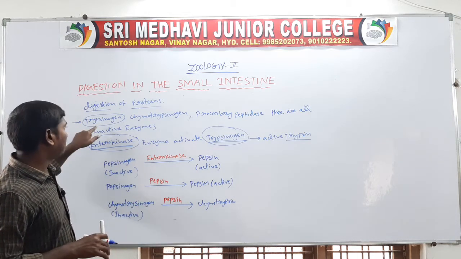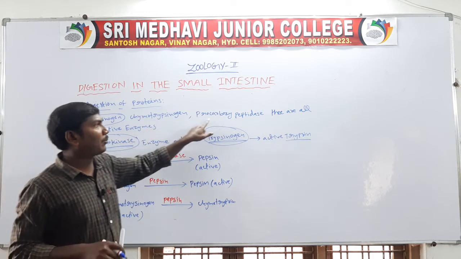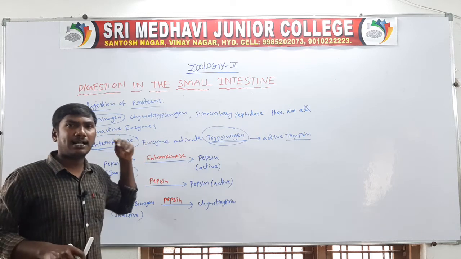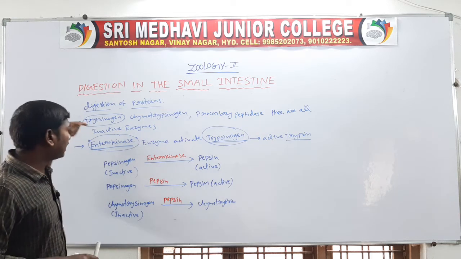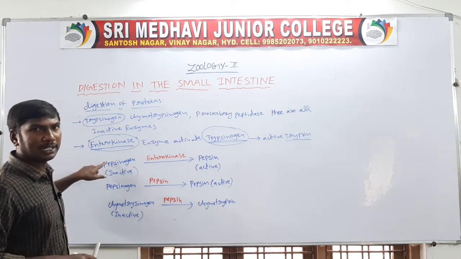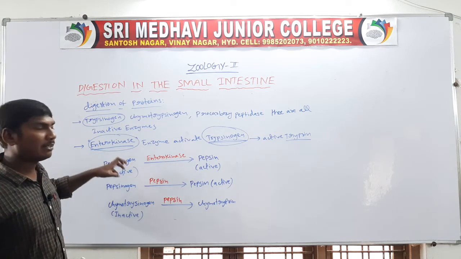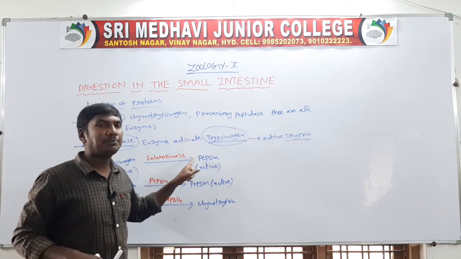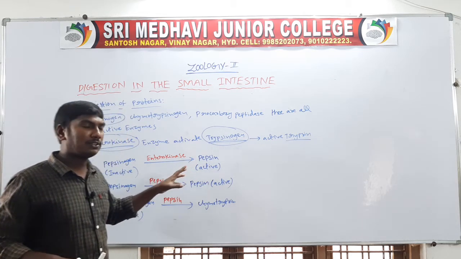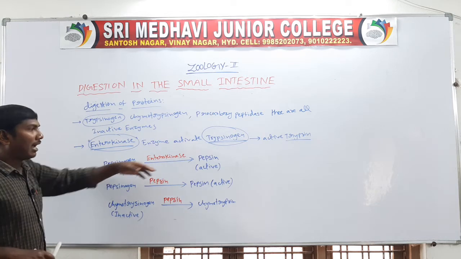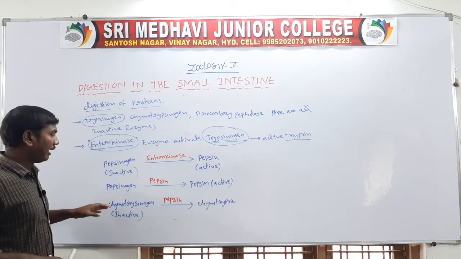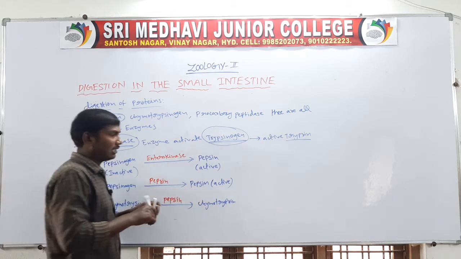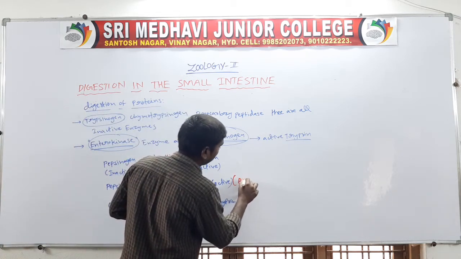Trypsinogen, chymotrypsinogen and procarboxypeptidase are all inactive enzymes. In the small intestine, in the presence of the enzyme enterokinase, inactive pepsinogen is converted to active pepsin. The active pepsin acts on its own inactive enzymes, converting them to active enzymes. So this is called autocatalysis.